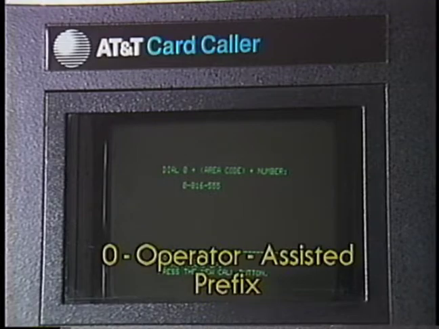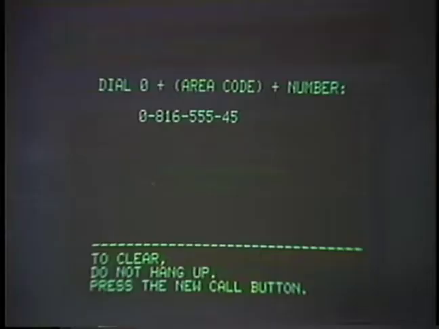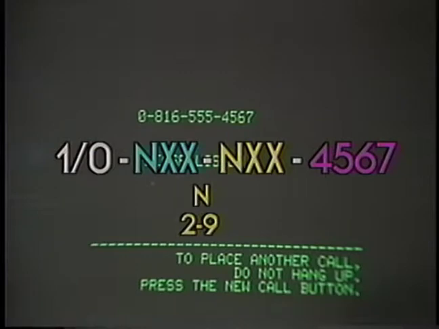This is called the operator-assisted prefix. Because of these prefixes, the area code cannot begin with the digits 1 or 0. Area codes are numbered in this way: N, which can be digits 2 through 9, and X, which are digits 0 through 9. The office code is numbered in the same way as the area code. This prevents the first digit of the office code from being interpreted as a prefix. For the line code, however, all digits from 0 through 9 may be used.